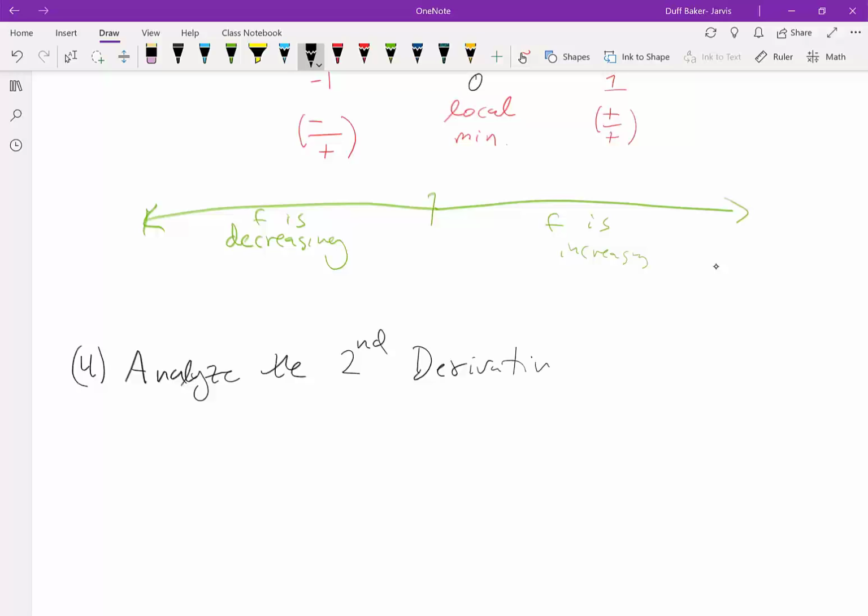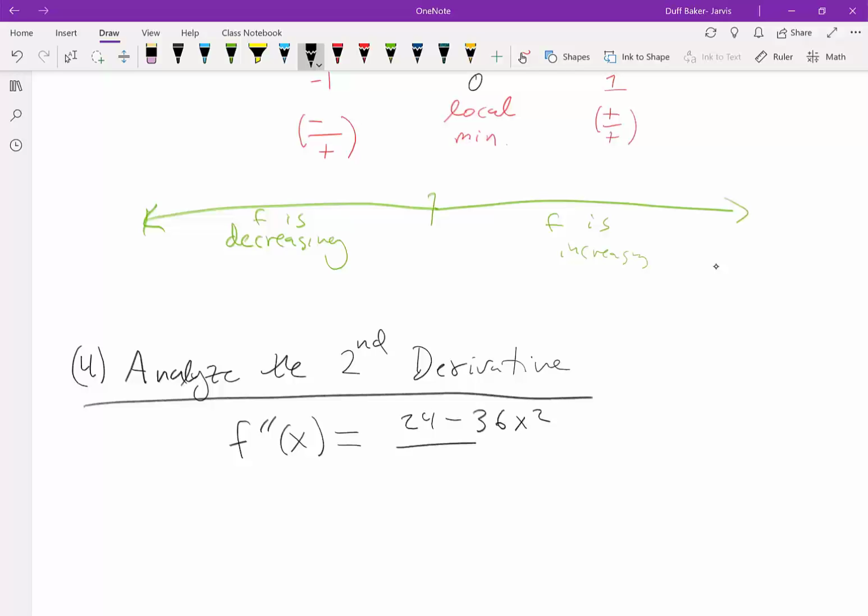So let's analyze the second derivative now. That'll give us even more information. And so let's copy down what the second derivative actually is so we can analyze it. So it gets a little more complicated. It's 24 minus 36x squared over x squared plus 2 now cubed.